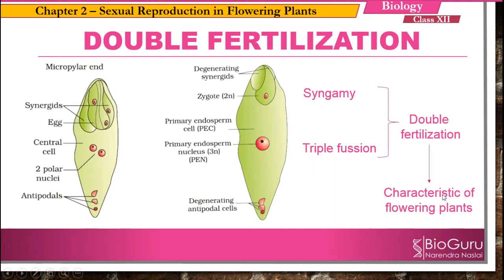After triple fusion, the central cell becomes the primary endosperm cell. The primary endosperm nucleus gives rise to the endosperm, while the zygote develops into the embryo, whereas the synergids and the antipodal cells degenerate.